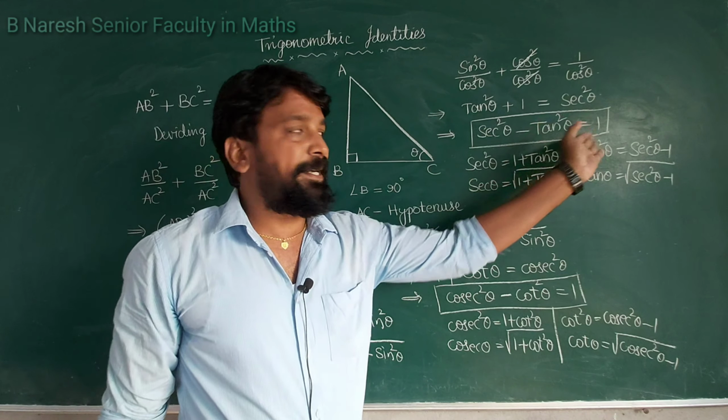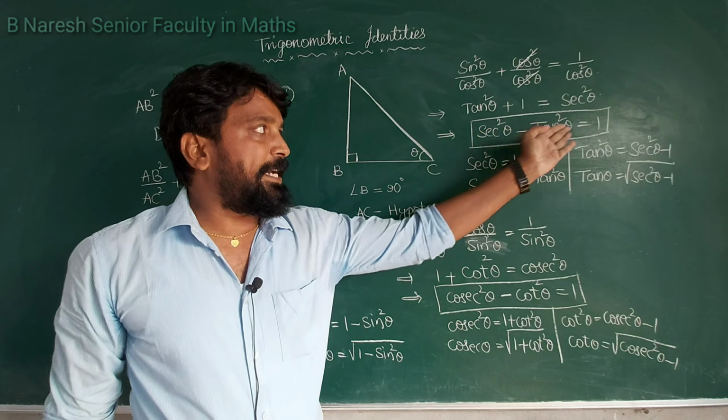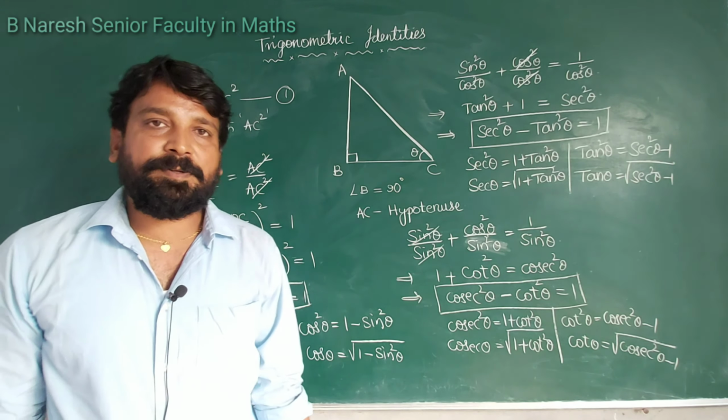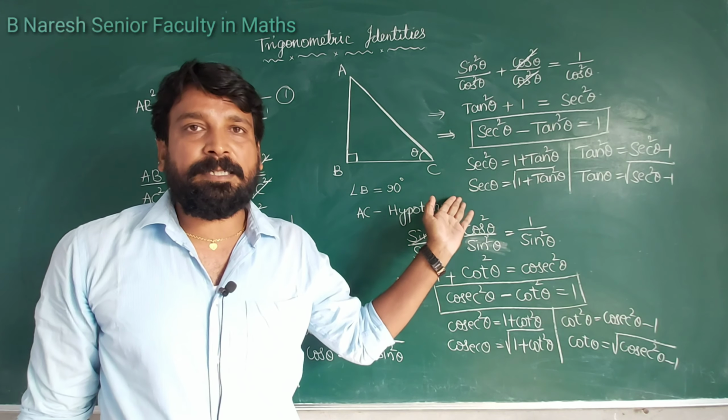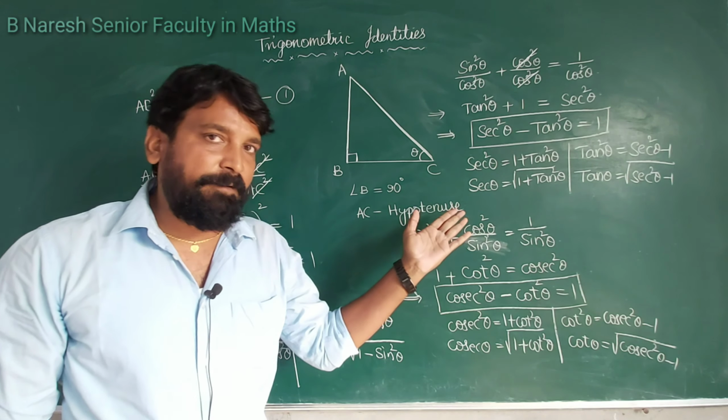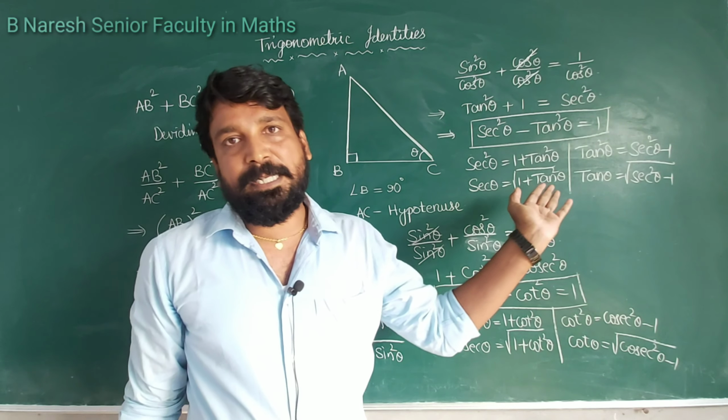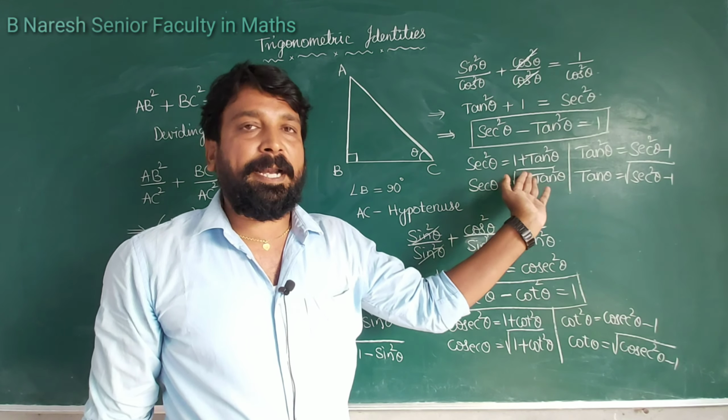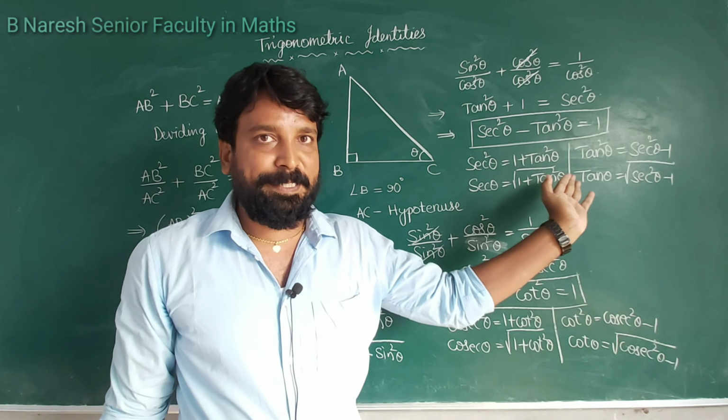Second trigonometric identity is sec square theta minus tan square theta is equal to 1. Sec square theta is equal to 1 plus tan square theta, and sec theta is equal to square root of 1 plus tan square theta. Tan square theta is equal to sec square theta minus 1, and tan theta is equal to square root of sec square theta minus 1.